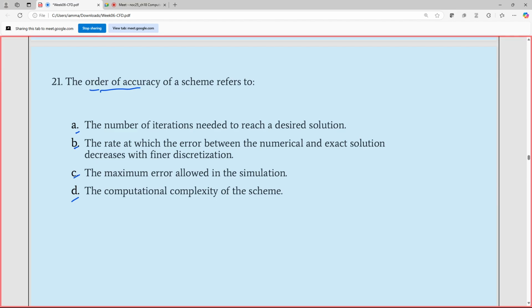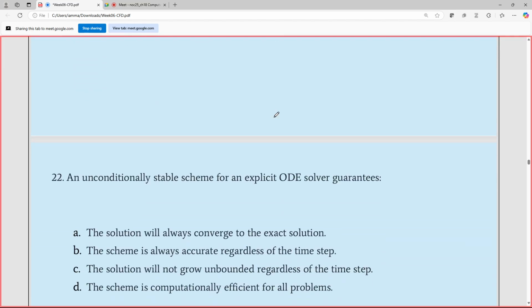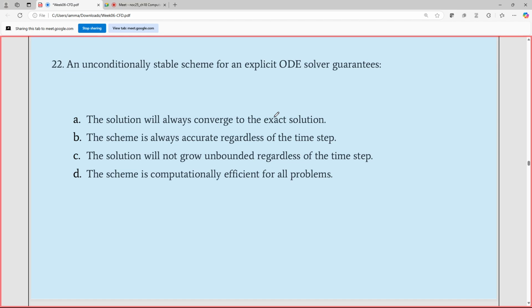Our answer is option B, the rate at which the error between numerical and exact solution decreases with finer discretization. That is the order of accuracy of a scheme. Moving to the next question.